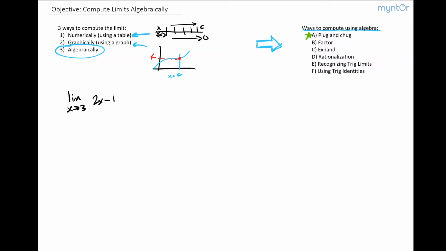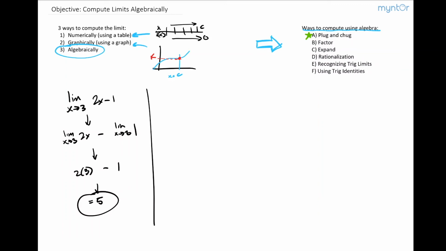Now you could do it using the rules that we just covered, where you could say that this is equal to the limit as x approaches 3 of 2x minus the limit as x approaches 3 of 1. And then this is 2 times 3 minus 1. And then this is equal to 5. You could solve it that way, or you could solve it without going through all that hassle.